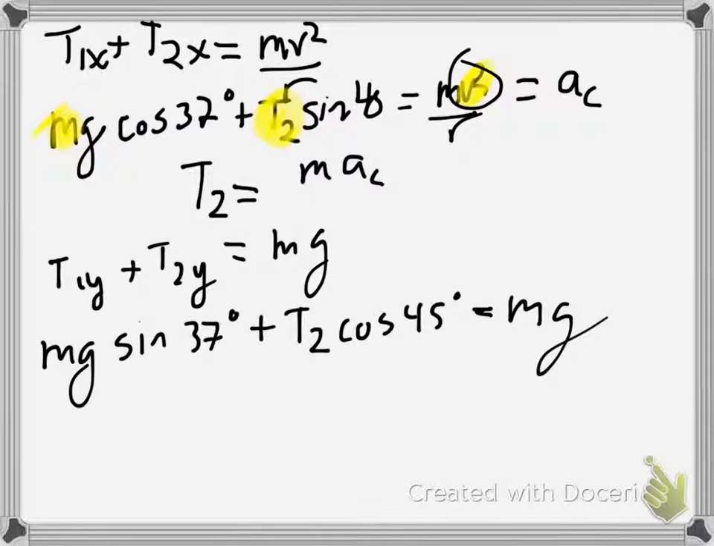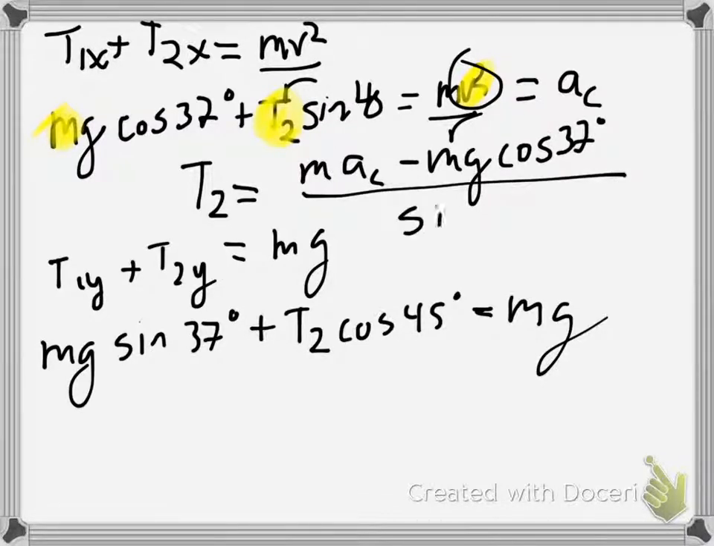So this is just m a sub c minus mg cos 37 all over sine 45. Oh wait, why did I do that? Okay, that was a dumb choice. I should take the one without the unknown and substitute it into the one with the unknown, not take the unknown and substitute. But you know what? You only live once. Let's do it.